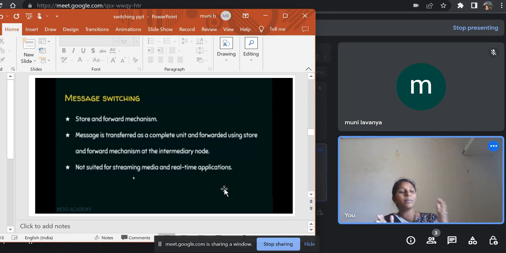Between the sender and receiver, we have various intermediate nodes. At those intermediate nodes, it is going to store all the data. Only after the intermediate node receives all the data, it is going to transmit the data to the next node. That is the store and forward mechanism. It is not suitable for some applications like real-time applications and streaming media.